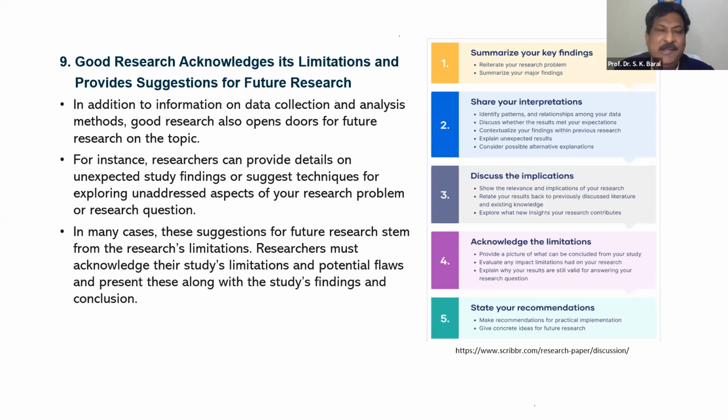And the ninth quality of research is that good research acknowledges its limitations and provides suggestions for future research. Remember, when we find the key findings, then we have to go for interpretation, discussion, implications, and we have to acknowledge the limitations and state the recommendations. If we are unable to follow these 5 steps, then how will future researchers benefit from your research? You see, it is a chain. I told you, it is a continuous process.